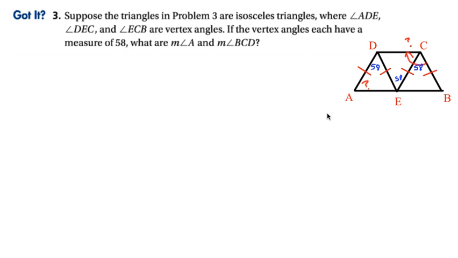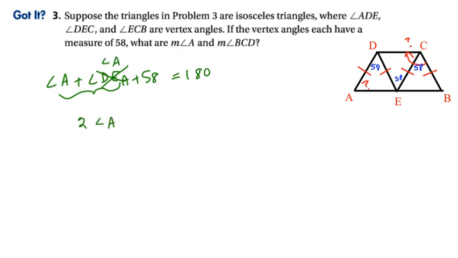We just need to find what the other angles are. Well, for angle A, let's take a look at that one first. We know that the measure of angle A plus angle DEA plus 58 must give us 180, right? But what else do we know about angle A and angle DEA? These two angles in an isosceles triangle are congruent, right? So I could really write this angle DEA as another angle A, right? So 2 times angle A plus 58 would give me 180.